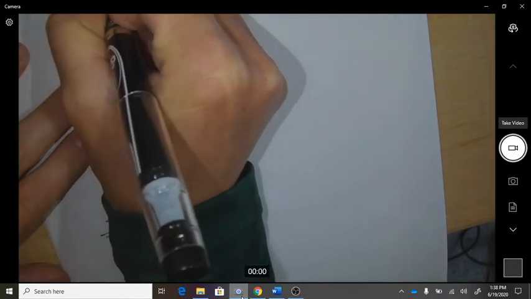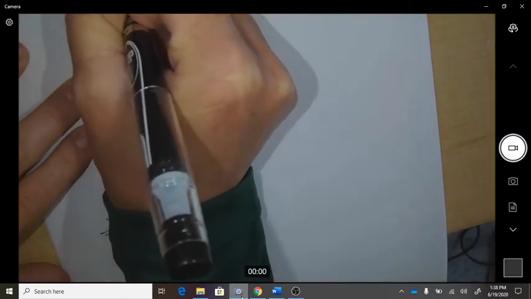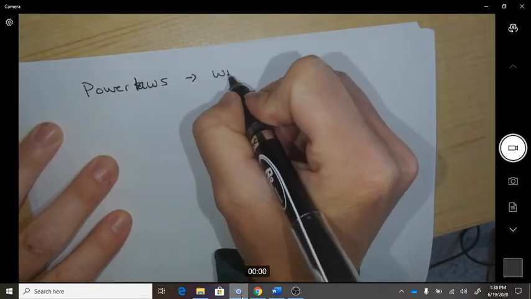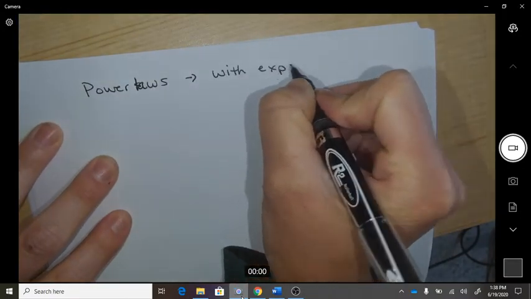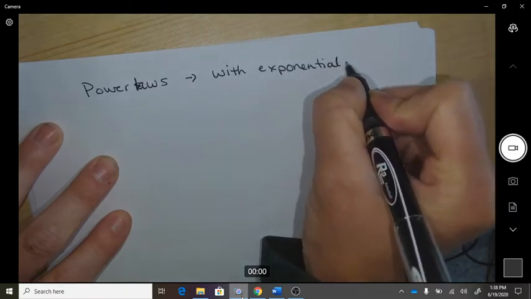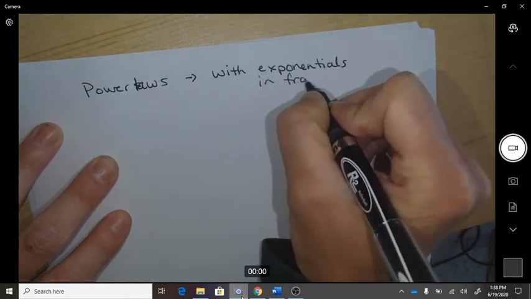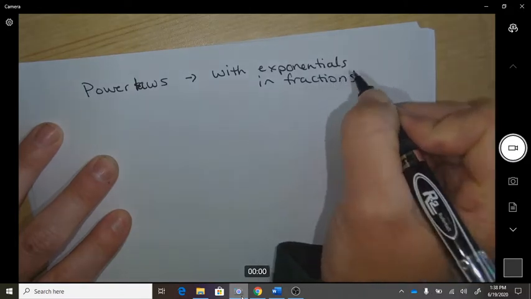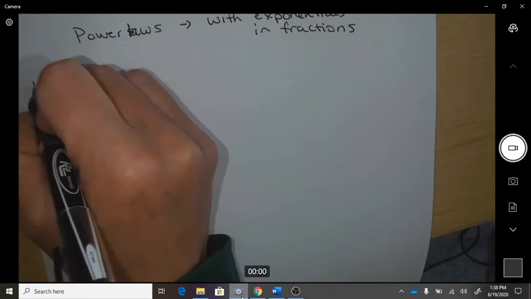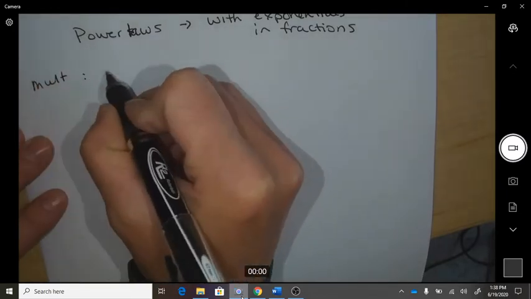Okay, we're going to talk about power laws. You did that in grade 9, and now we're going to have it with exponentials in fractions. Okay, so let's just recall multiplication, your power rules.